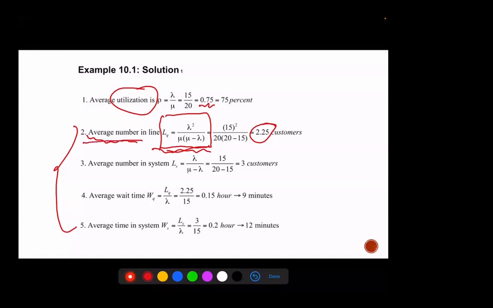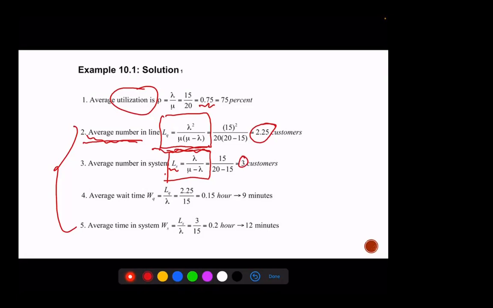We also want to calculate the average number in the system. If it is in the system, it means S, so we use this formula. We just use lambda divided by mu minus lambda. So we have 15 over 20 minus 15, which is 3. In general, we have 3 customers in the system for this service.